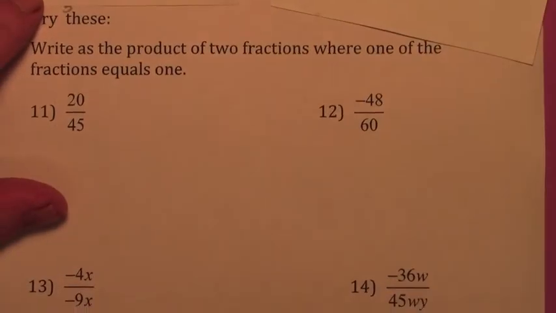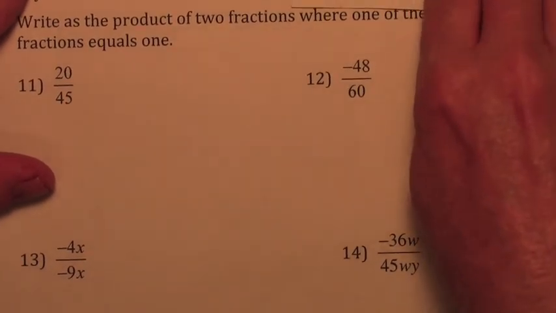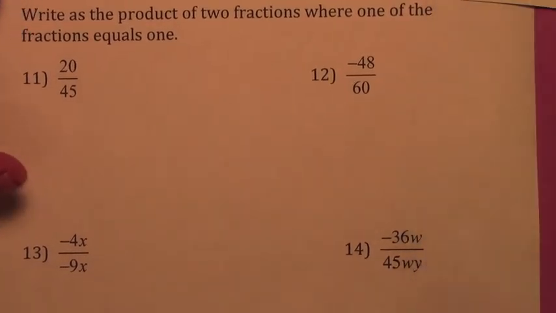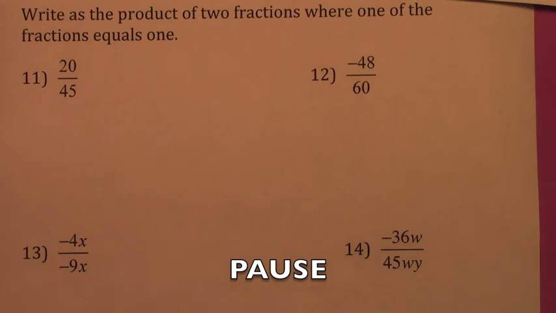So now, go ahead, take these fractions, write them as the product of two fractions where one of them equals 1, and my hint is to factor the top and bottom completely, and then use all the common factors to form the 1. Hit the pause button. We'll go over these in just a second.